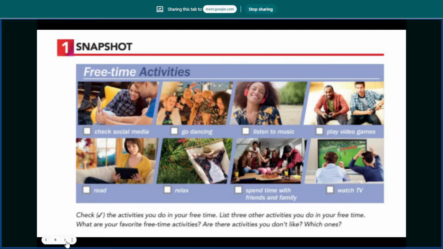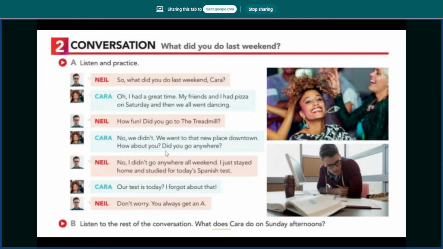Moving to the next part. Now, over here, as usual, we are going to read a conversation. I want Dikshant and Swati to read the conversation. Here, we have two people who are discussing what they did last weekend. You have to focus on the past tense being used, how they are talking about the past. Swati, you can be Kara, and Dikshant, you can be Neil. I want you to read the conversation loudly.